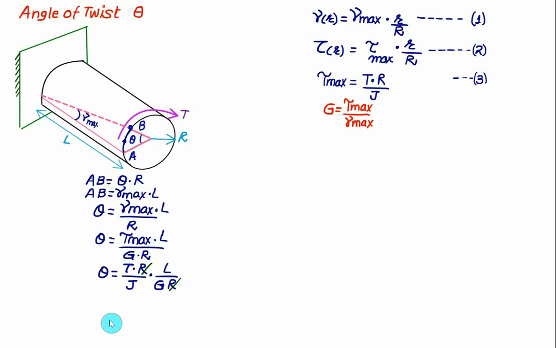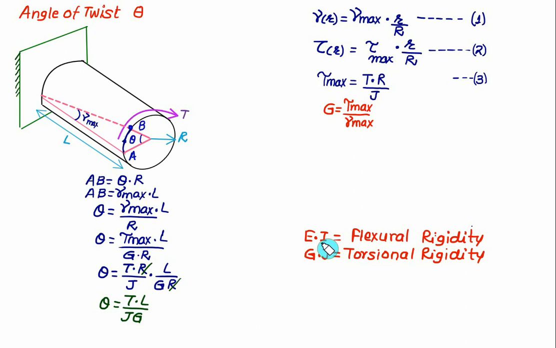Secondly, we get the value of theta equal to T multiplied by L divided by J multiplied by G. So the angle of twist is dependent on the torque. If torque is higher, the value of theta will be higher. It depends upon the length. For a larger shaft length, we have a higher value of theta. For a smaller diameter, J will be smaller and theta will be higher. For a higher diameter, theta will be smaller, and it is inversely proportional to the modulus of rigidity.